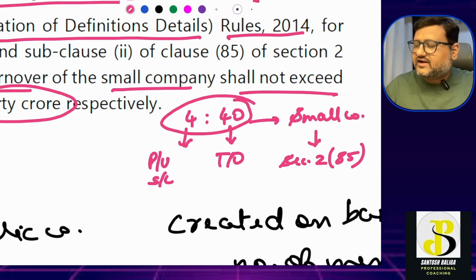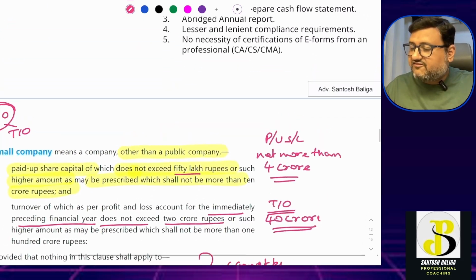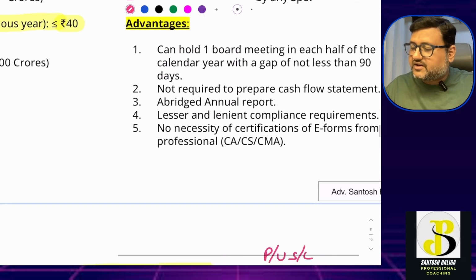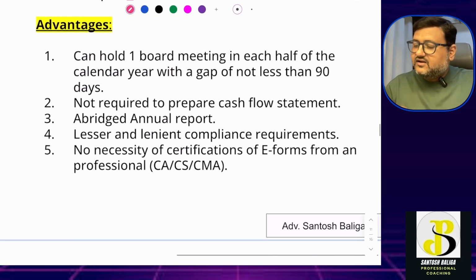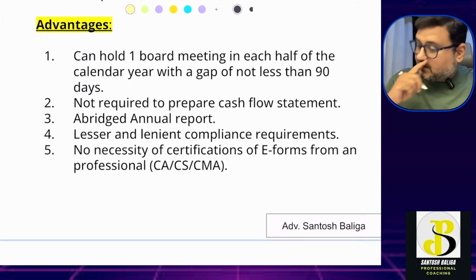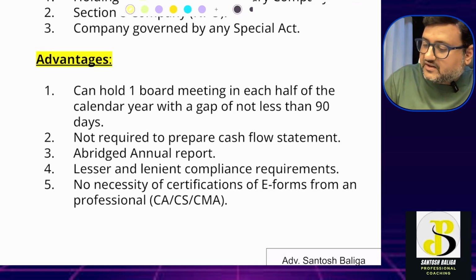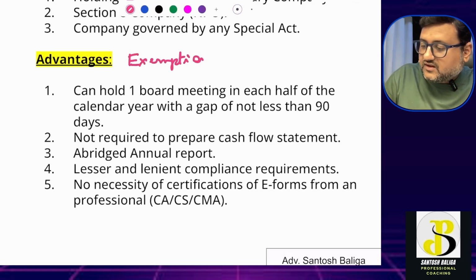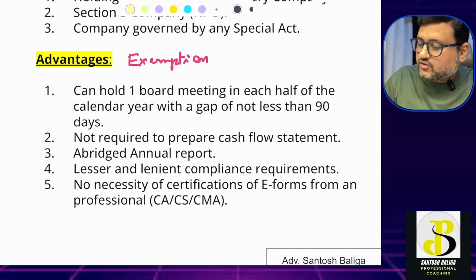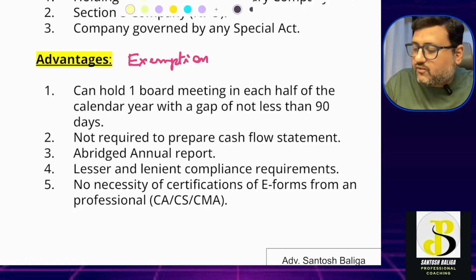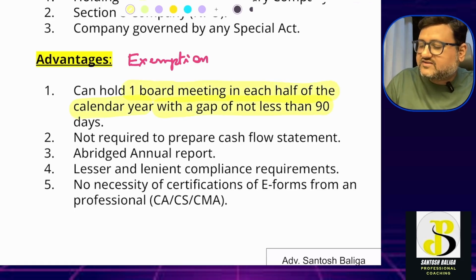And one small thing that I have missed over here is what are the benefits of registering a particular company as a small company? The advantage is that there are many exemptions which are being provided. One of them is that you do not have to hold 4 board meetings in a year, whereas you can hold 1 board meeting in each half of the calendar year with a gap of not less than 90 days.